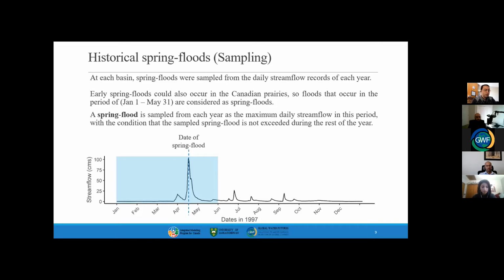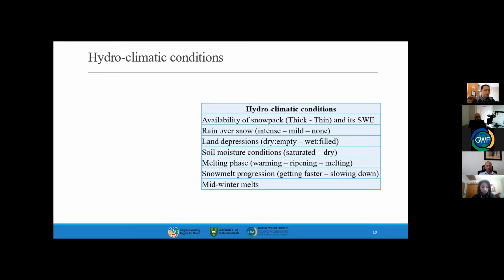So to define the conditions that contributed to the generation of this spring flood, we considered the hydroclimatic conditions prior to the flood date. And those hydroclimatic conditions, as we discussed earlier, are the availability of snowpack and its snow water equivalent, the presence of rain over snow and its magnitude, the state of the land depressions, whether they are empty or filled with water and snow, the soil moisture conditions, the melting phase, the snowmelt progression when the snowpack reaches its melting phase, and the possible midwinter melts.